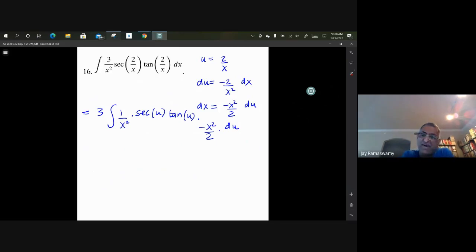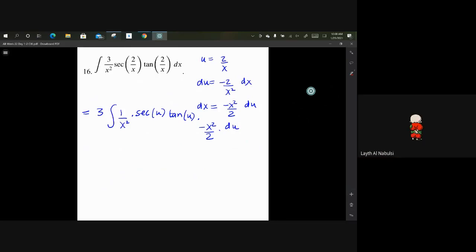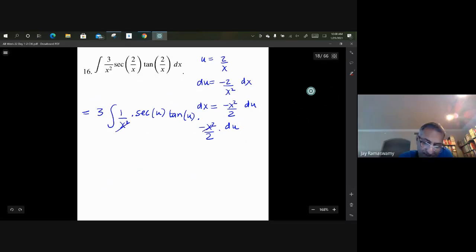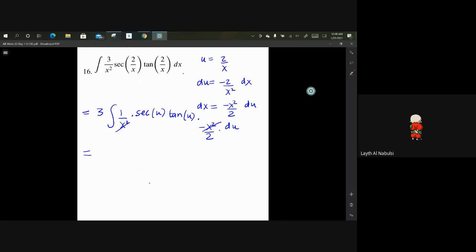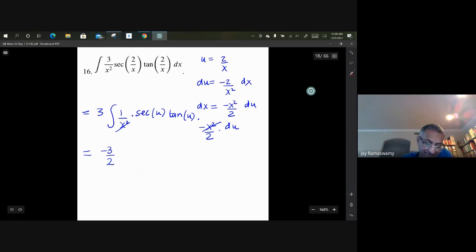Okay, Mr. Manasra or Mr. Al-Nabulsi. Go. Next step. Cancel the x squared. And then what happens to the outside numbers? You take out the negative and the negative 1/2. So it'll become negative 3 over 2. Yeah. Rewriting is your friend, guys.